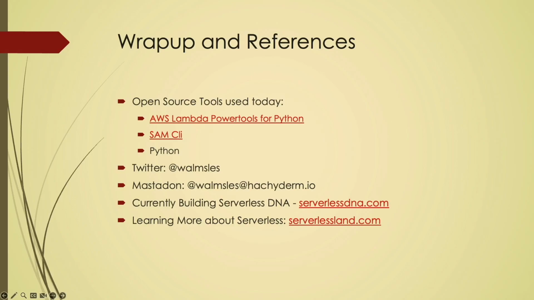So as a wrap up, that's how I think we should unlock serverless observability: look at CloudWatch, look at Insights, look at metrics, do structured logging. All those things are critically important. I use Lambda Power Tools for Python today. I use SAM CLI in Python.